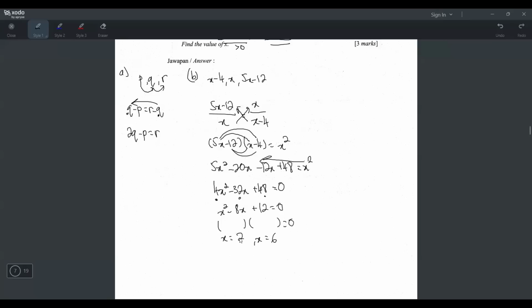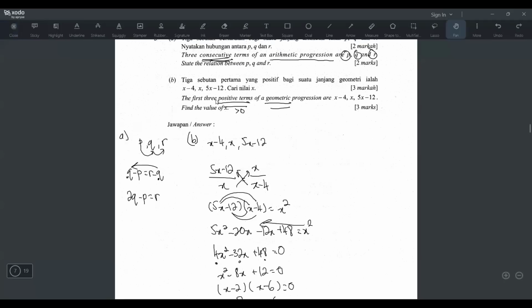And don't forget, you have to write this line here, the bracket. Inside the bracket, you have to move back. So x equals to 2, right? When you move back, it means you move in reverse. So when you reverse the process, you become x minus 2. This one, same thing. If you reverse the process, it becomes x minus 6, right? And this is your answer, right?